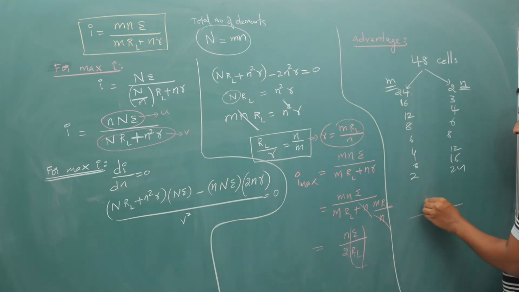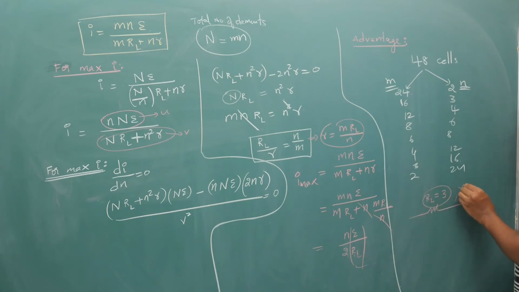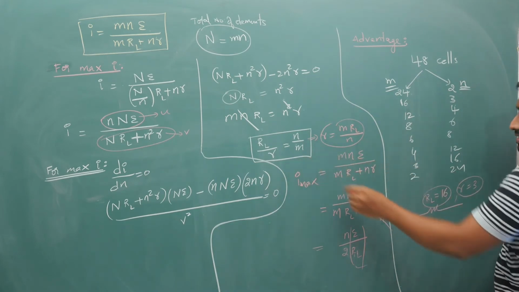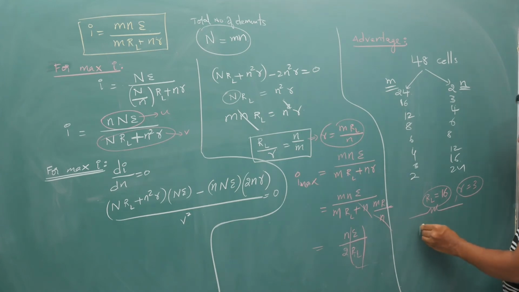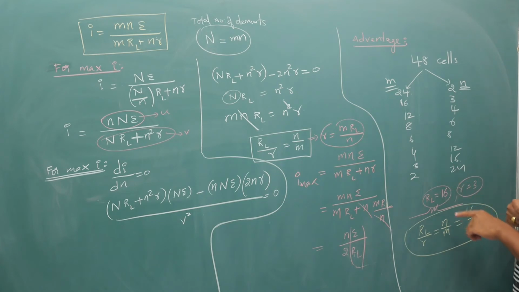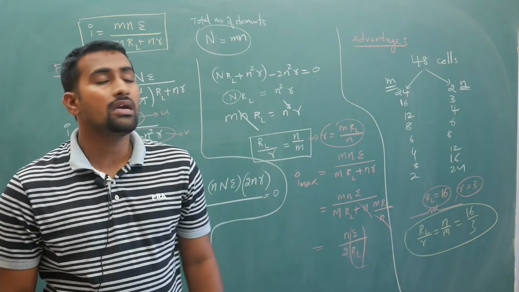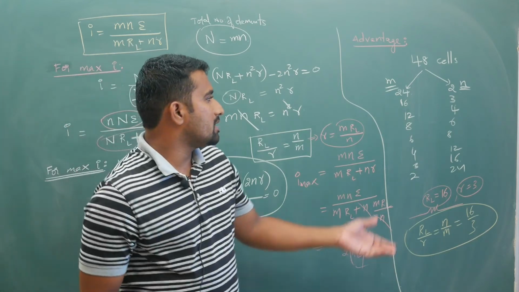For example, if I give you R load is 16 and small r is 3, then according to this relation, R load by small r is n by m, that is equal to 16 by 3. So that means in each row you have to have 16 cells, and you have to have 3 rows. Like this you can divide accordingly, depending upon whatever is actually asked in the question.